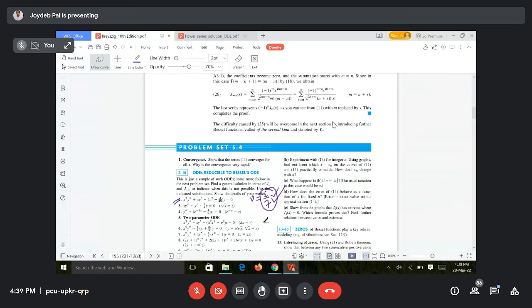Now I can conclude that the general solution for this problem number 2 will be in that form: y is equal to C1 J 2 by 7 x plus C2 J minus 2 by 7 x. We get this type of general solution because nu is not an integer.